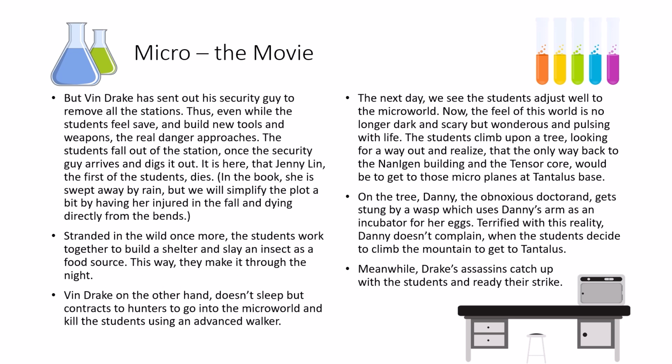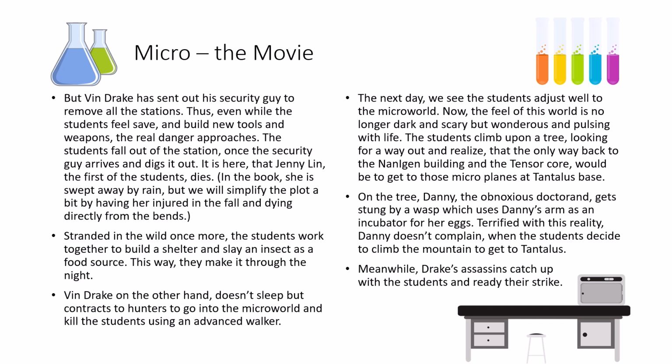But Van Drake has sent out his security guy to remove all the stations. Thus, even while the students feel safe, and build new tools and weapons, the real danger approaches. The students fall out of the station once the security guy arrives and digs it out. It is here that Jenny Lin, the first of the students, dies.